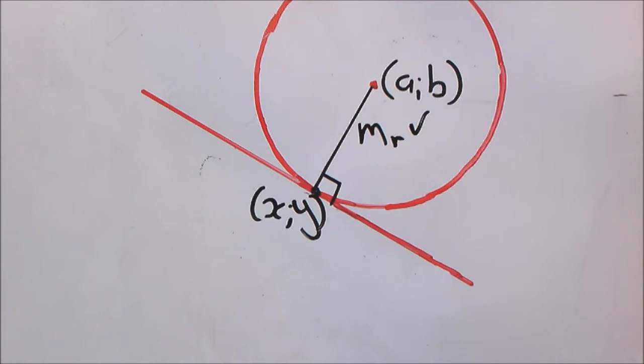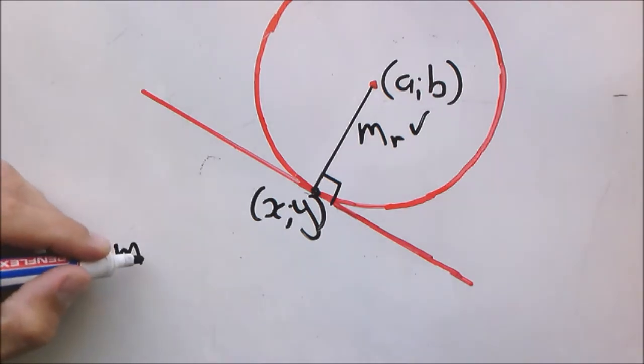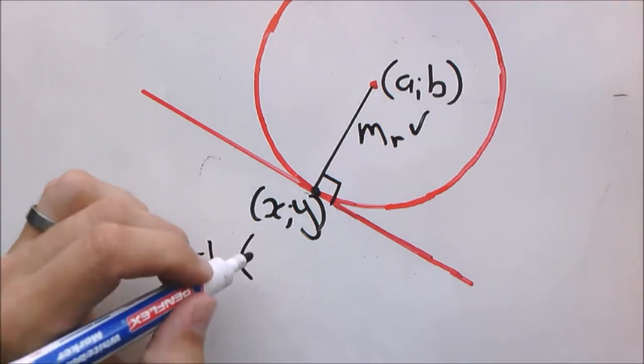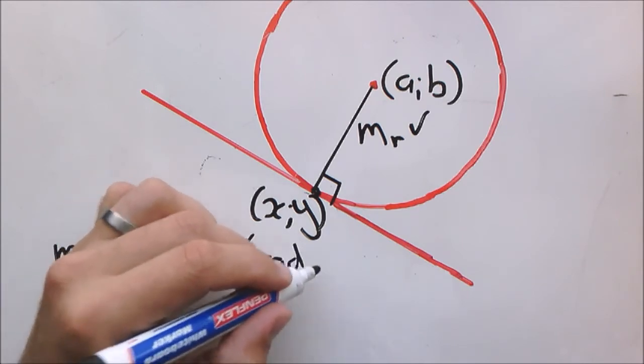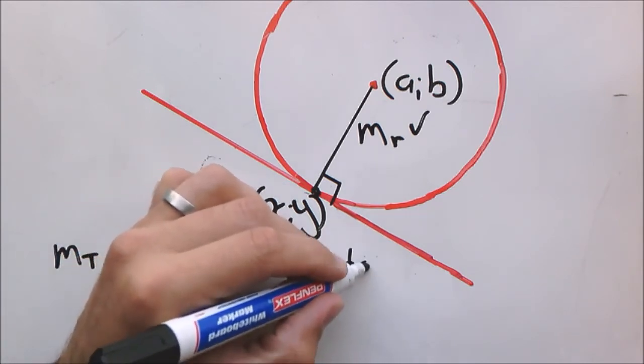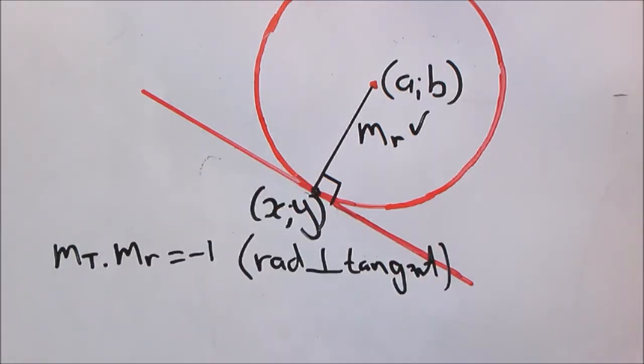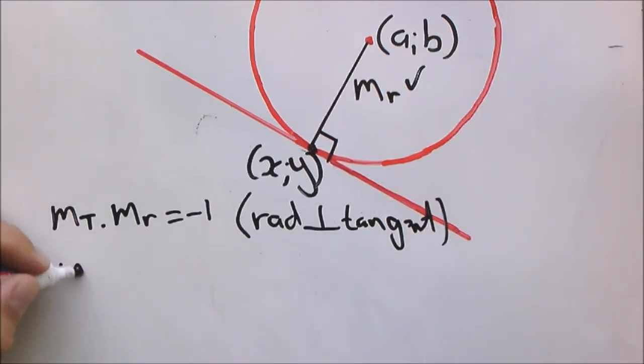So you will go about doing the following. You'll say, okay, gradient of the tangent times gradient of the radius equals negative 1, because radius perpendicular to tangent. This will mean that you will have the gradient of the tangent.